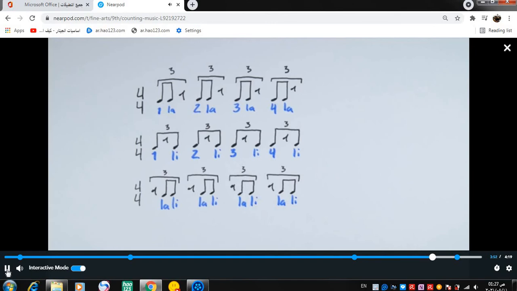Remember to try and practice with a metronome when you can. It doesn't help if you can count the rhythms, but not in tempo. The metronome will help you learn to count in tempo.